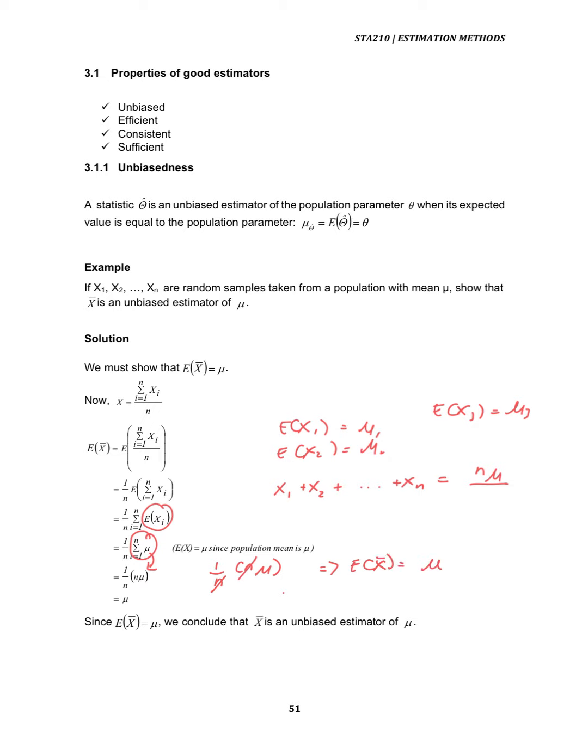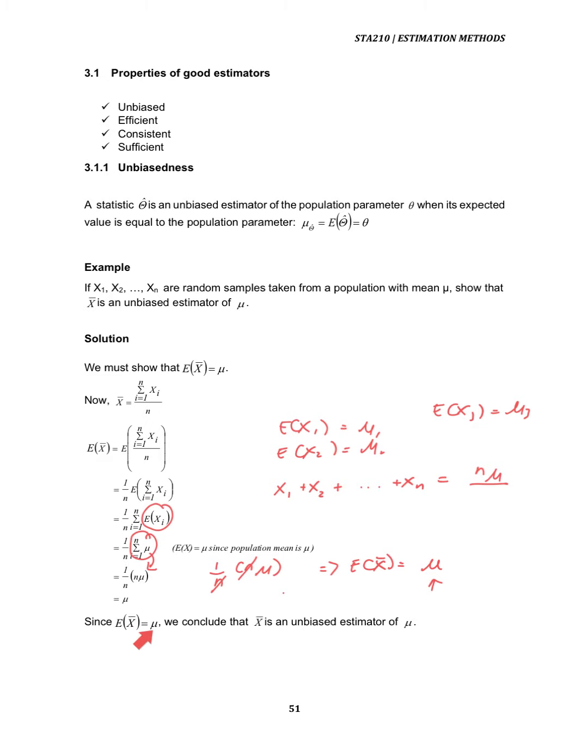So bila kita boleh provekan expected value of x bar is equivalent to the population mean, meaning that we call x bar an unbiased estimator of mu. So that is how we prove the unbiasedness property. You have to find the expected value of the estimator. For this example, our estimator is x bar. So what we need to prove is that the expected value of x bar should be equivalent to the population mean.